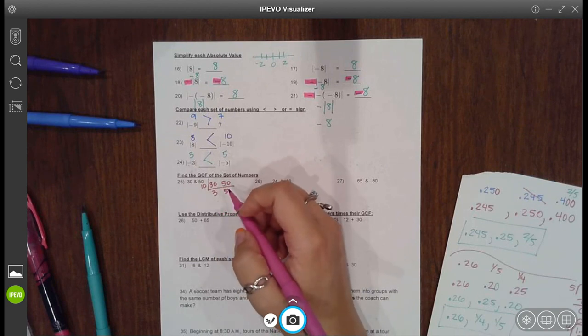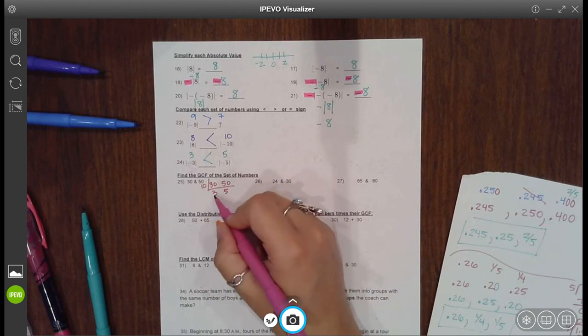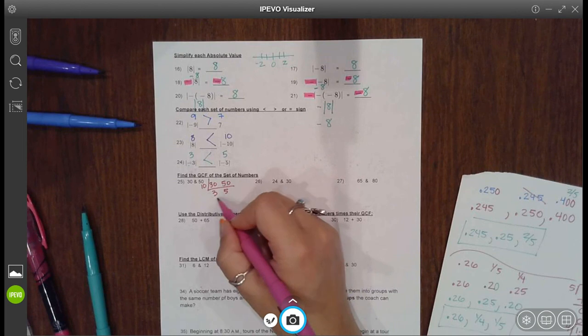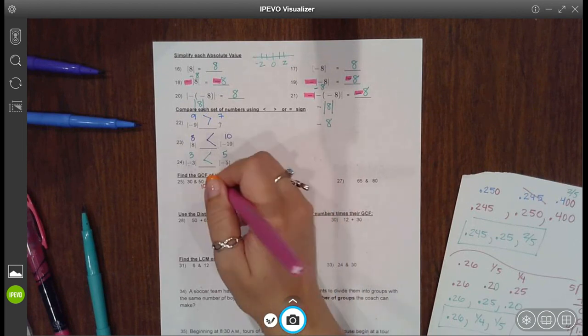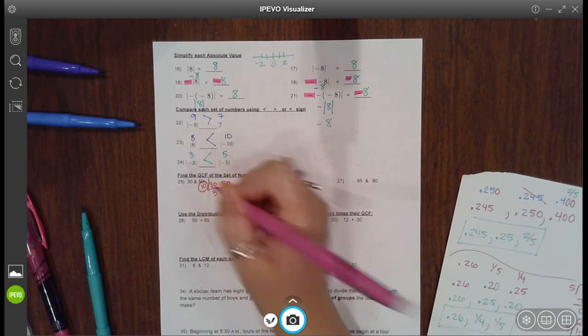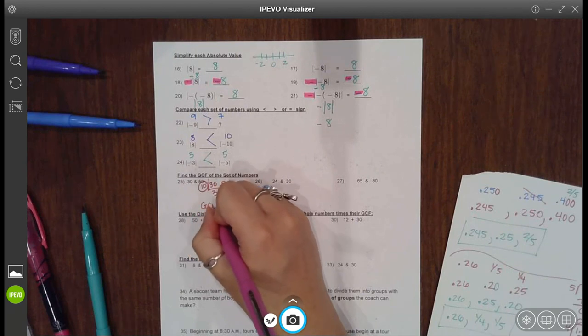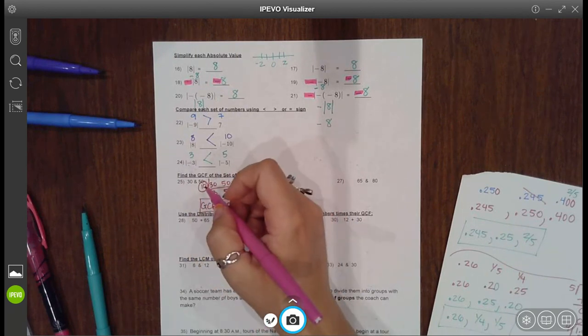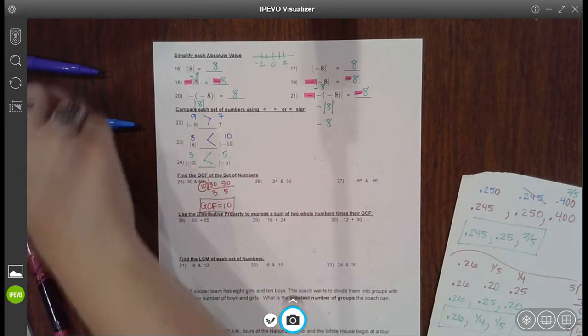Once you check that, go ahead and see, can I add another step to my ladder? No, because nothing can go into both 3 and 5. So I'm done with my ladder and I circle the number out in front, and that's my GCF. It's 10. If there was more than one number, you would multiply those along the side.